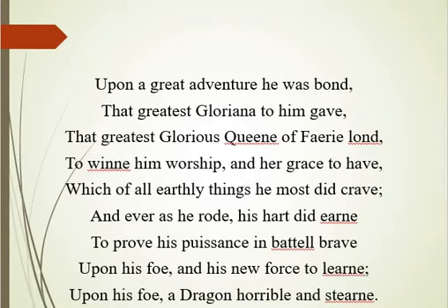So the greatest Gloriana. Here we talked about it earlier also, that in the plan of the book there was a feast that will be arranged by Queen Gloriana, who is the queen of the fairyland. And on the other hand, if we look at the political allegory, Gloriana may represent Queen Elizabeth.